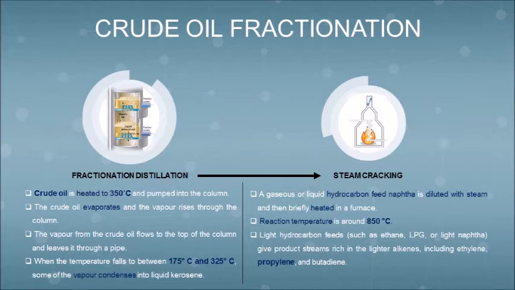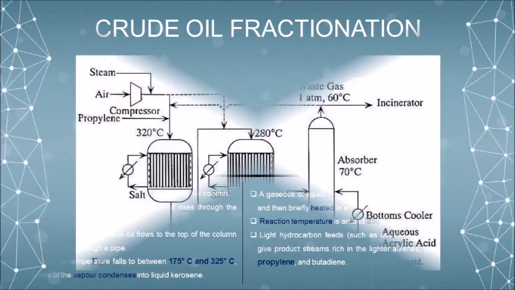Next process, the liquid hydrocarbon feed naphtha is diluted with steam and then briefly heated in a steam cracking furnace. The reaction temperature is around 850 degrees Celsius. Hydrocarbon feeds such as ethane, LPG or light naphtha give product streams rich in the lighter alkenes, including ethylene, propylene, and butadiene. Next is the oxidation process.